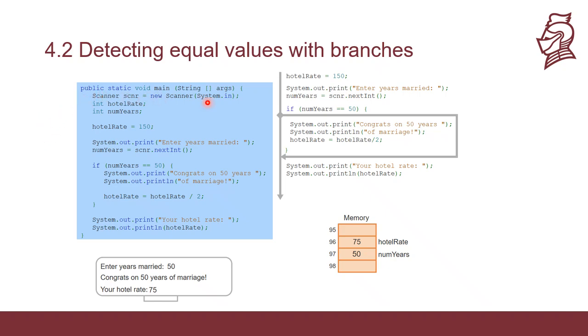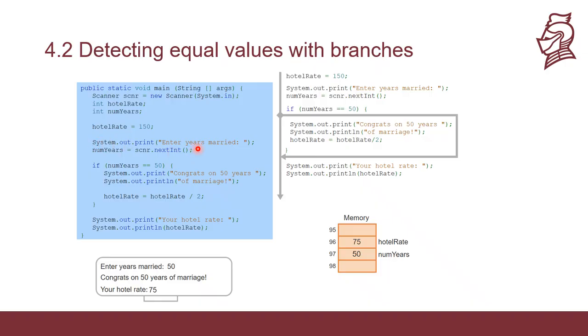First thing we do is we scan in a value. We have a scanner here, right? We set up our scanner. So our pointer to the scanner is SCNR. That's our scanner variable. Then we declare a couple of integers, hotel rate and the number of years, and we initialize the hotel rate to 150. By the way, you could do it here too. You could just say int hotelRate equals 150 in that one line if you wanted to.